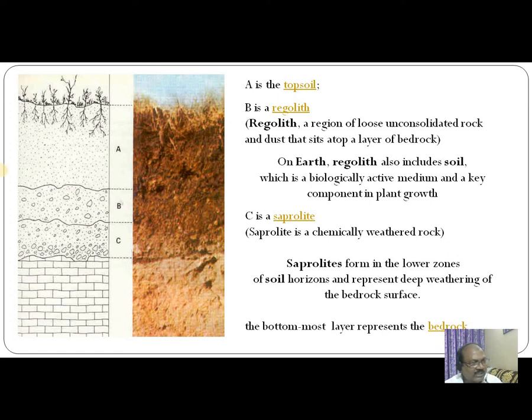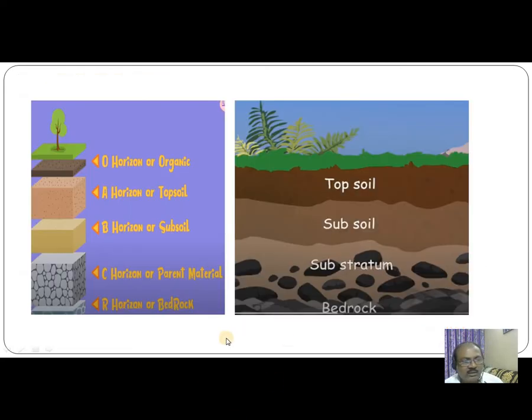Coming to the next part, saprolite. You can see the saprolite here is a chemically weathered rock portion. Saprolites form the lower zones of soil and represent a deep weathering of the bedrock surface. Finally, the bottommost layer represents the bedrock. Here also we can see very clearly topsoil, subsoil, substratum, bedrock with different terminology.